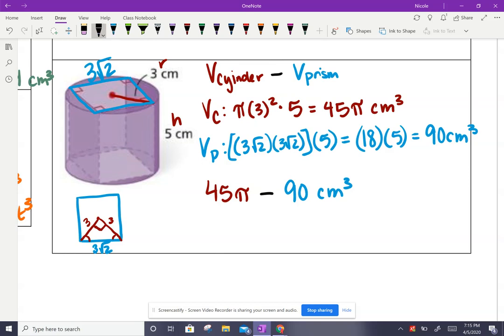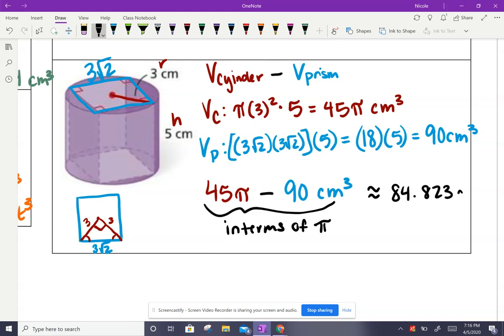If I asked for you to round it, 45 pi minus 90 gives us 84.823 centimeters cubed.